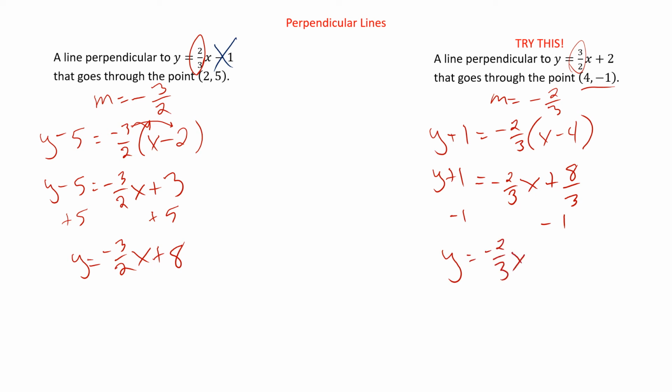1 is 3/3. So 8/3 minus 3/3 is plus 5/3, which we could also write, if you like mixed numbers, negative 2/3 x plus 1 and 2/3. Either of those two ways works.